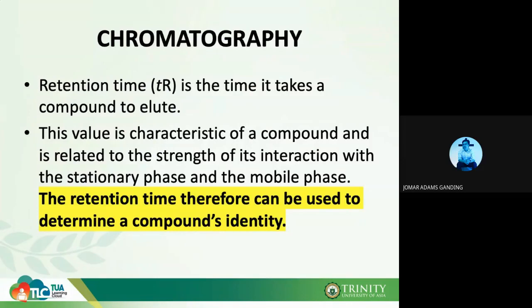Okay? For a compound to elute, or for them to separate, you will now identify a particular compound because of their retention time. So the value is a characteristic of a compound and it's related to the strength of its interaction with the stationary phase and the mobile phase. Meaning to say, the retention time therefore can be used to determine the compound's identity.